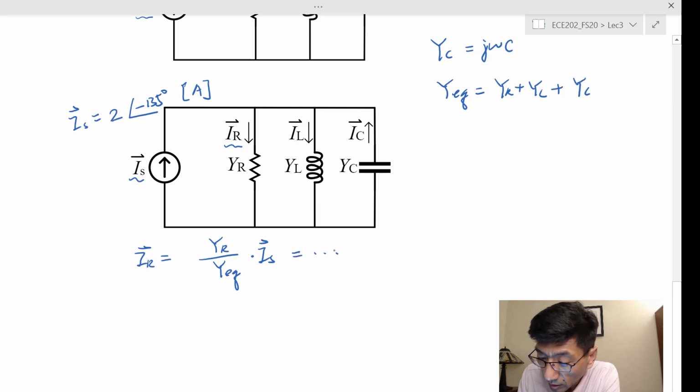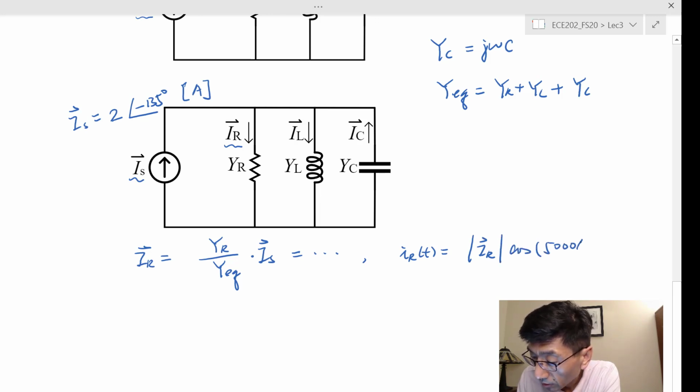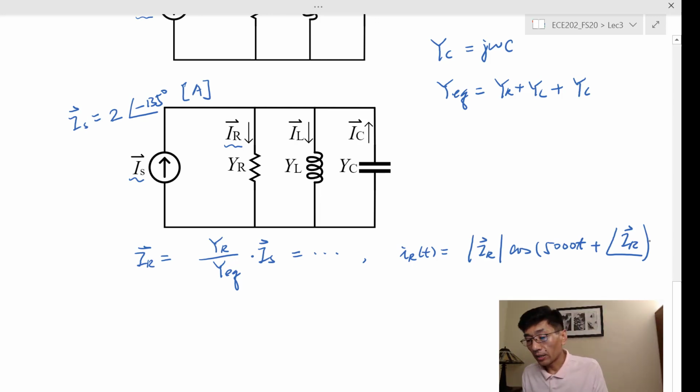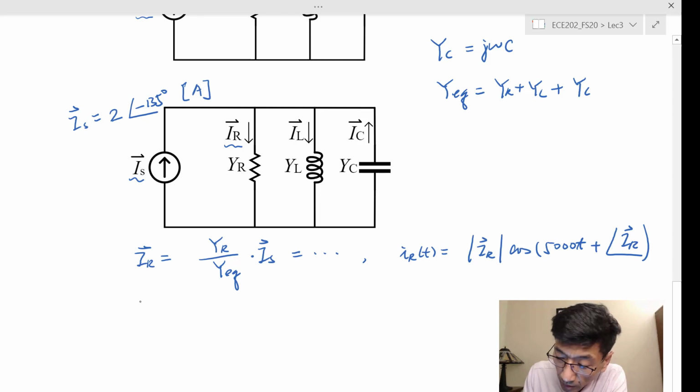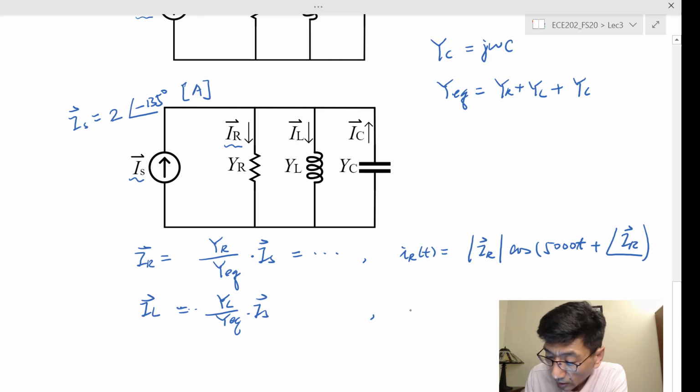So whatever number you calculated, you then convert that to the sinusoidal function. That should be equal to the magnitude of I sub R times the cosine of 5000 t plus the phase angle of I sub R, whatever it is. That number is already calculated in the Google Colab. And in the same way we can find I sub L. Okay, I'm not going to repeat this. So I sub L is going to be Y sub L over YEQ times total I sub S, and you can find i sub L of t.